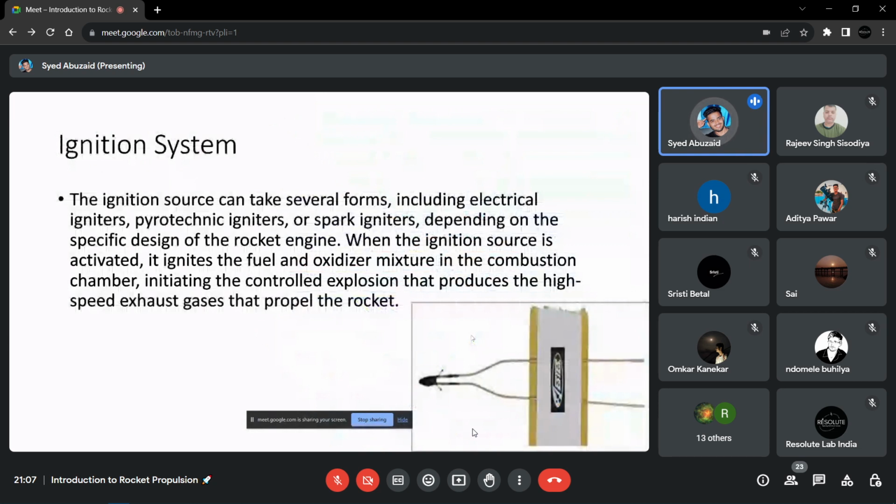Basically, this is the ignition system that I'm showing here. On the top of the ignition system there is some gunpowder or explosive material, and the material on both directions is a conductor. Some people use a tungsten wire also, but this is the best thing. When we pass electric current through it, it ignites, and after the ignition it helps to burn or initiate the solid propulsion system.